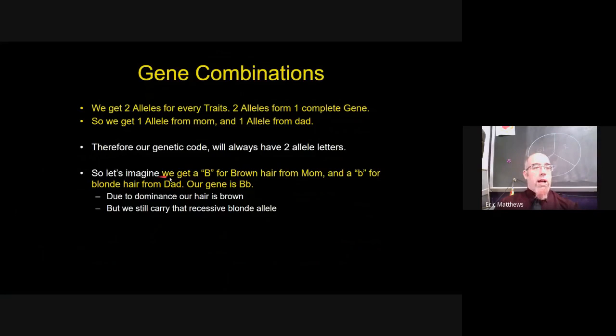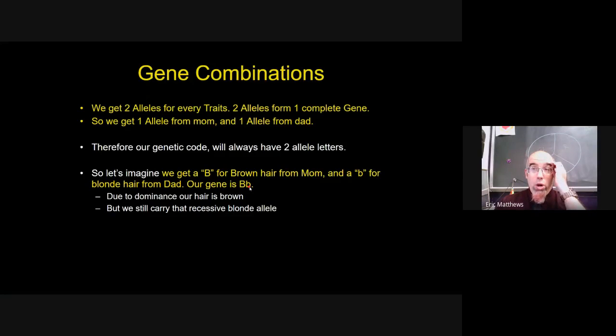So here is our example. We get a capital B for brown hair from mom. So we get a dominant allele, which we term capital B to show that it's dominant. And we get a little b for blonde hair from dad. This is a recessive allele. So we use a lowercase letter in order to show that. So our gene, our total alleles are big B, little b.